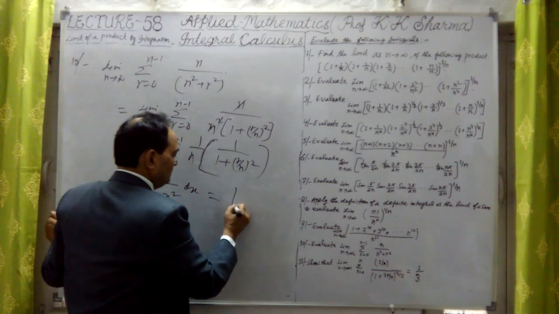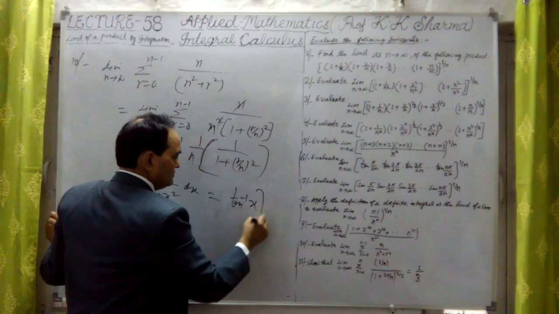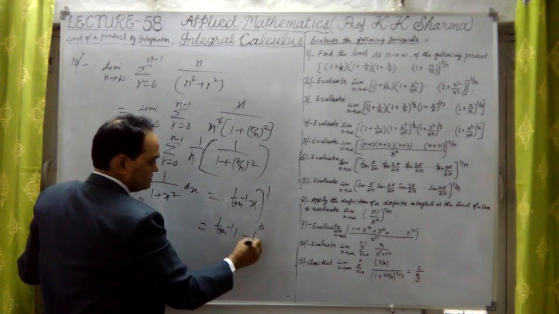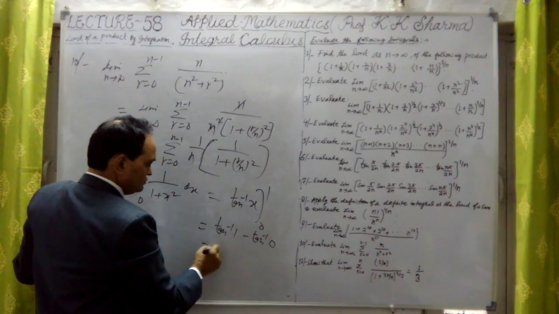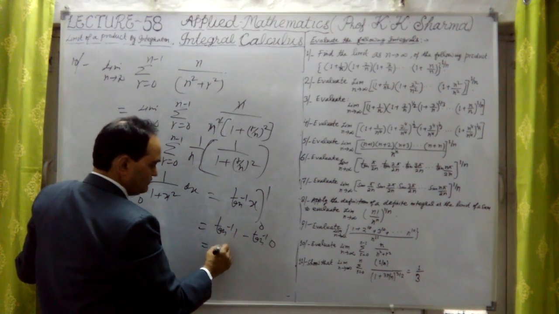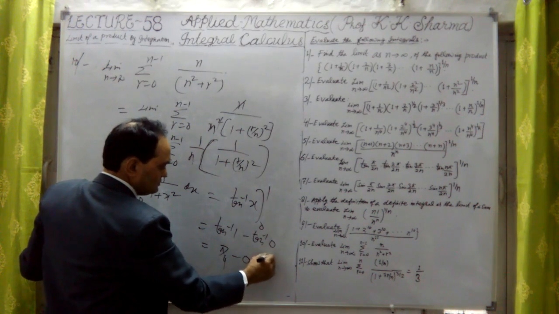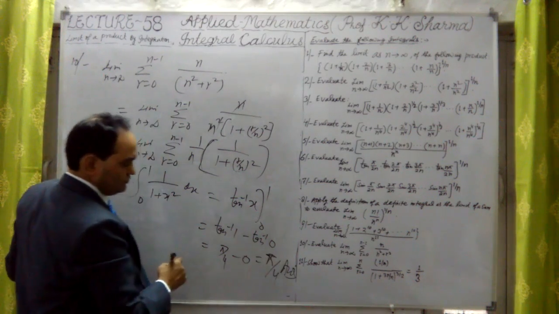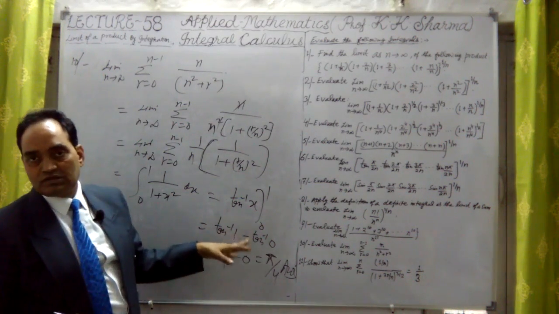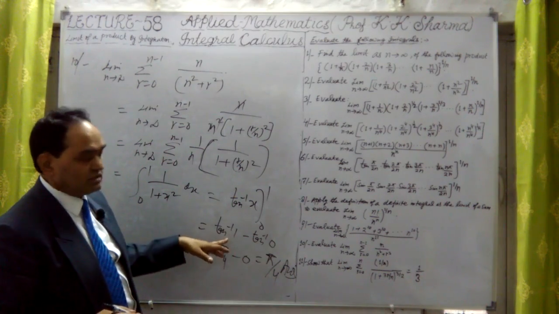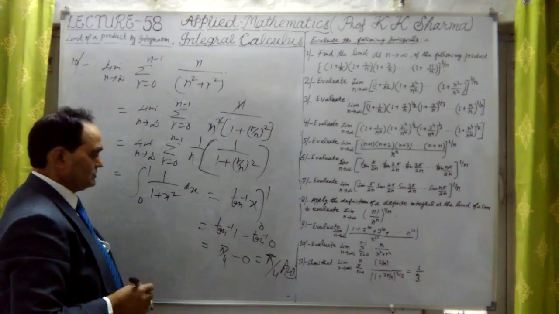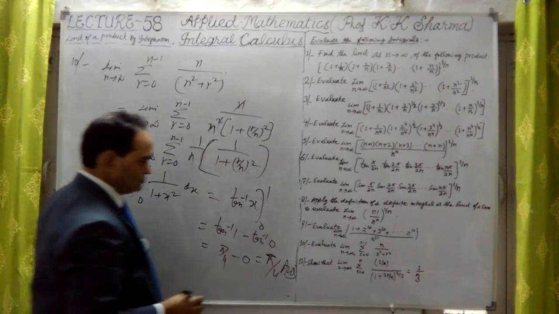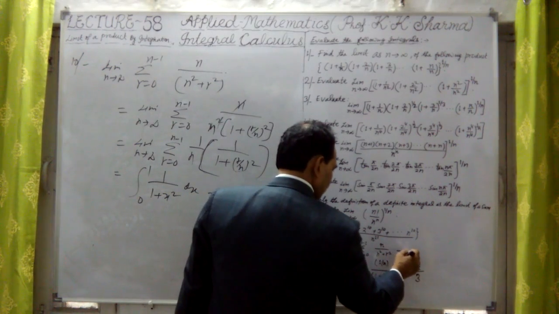Now this is nothing but tan inverse x, limits 0 to 1. So tan inverse 1 minus tan inverse 0. Tan inverse 0 is 0, but tan inverse 1 is pi by 4. Minus 0, the answer is pi upon 4. Pi by 4 is the answer. For tan inverse 1, tan 45 degree is 1, so tan inverse 1 equals pi by 4. Answer is pi by 4. Question number 10 is pi by 4 answer. So let's write here: the answer of this is pi upon 4.